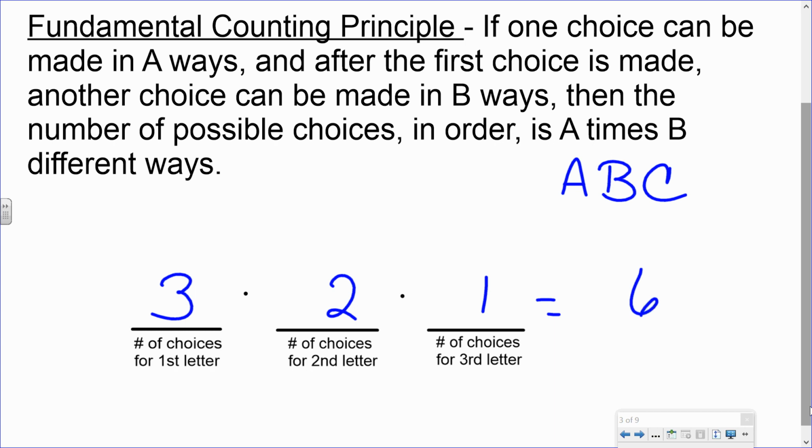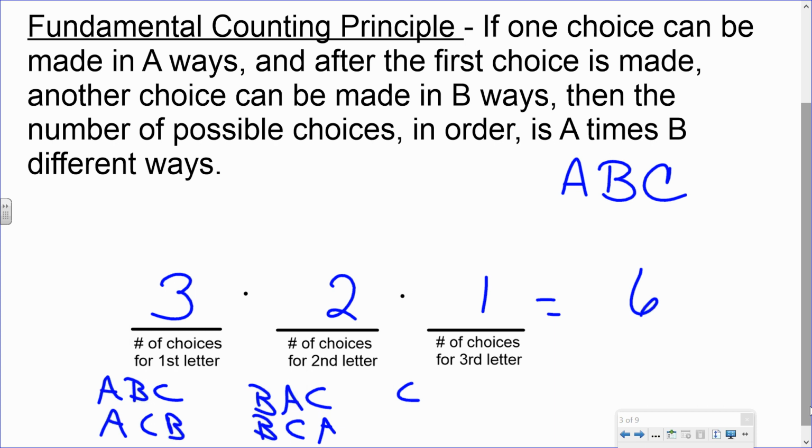If I wanted to, since it's such a small list, I could actually write down what those are. I could pick A first, and then B, and then C, or A first, and then C, and then B. Or I could pick B as my first letter, and then I could have A and C, or C and A. Or I could pick C as the first letter, and then A and then B, or C as the first letter, B and then A. So there are my 6 choices.